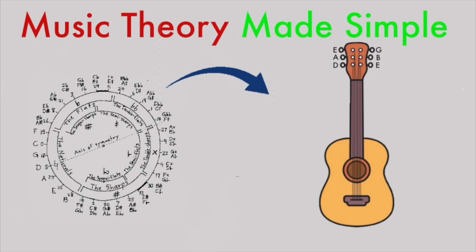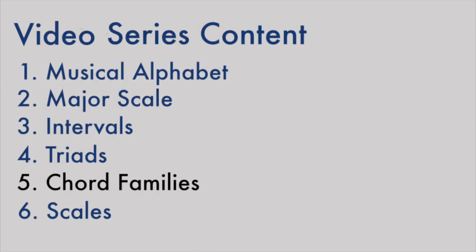Music Theory for Beginners, Part 5. Last time we looked at triads and how to build the major and minor chords. In this video I'll break down chord families: how to pick chords that sound good together.